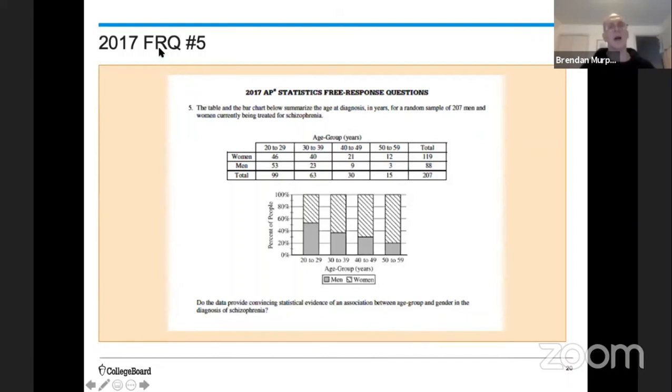Here's another free response question, 2017, so a couple of years ago. The table and chart below summarize the age at diagnosis in years for a random sample of 207 men and women currently treated for schizophrenia. A two-way table sort of leads me to think that maybe it's chi-squared. Do the data provide convincing statistical evidence of an association between age group and gender in the diagnosis of schizophrenia? Well, there's another little clue. That feels like a chi-squared test for independence. Some people call it chi-squared test for association. I'm looking to see, is there some relationship between gender and your age as it relates to the diagnosis for schizophrenia? I won't walk through that for the sake of time.